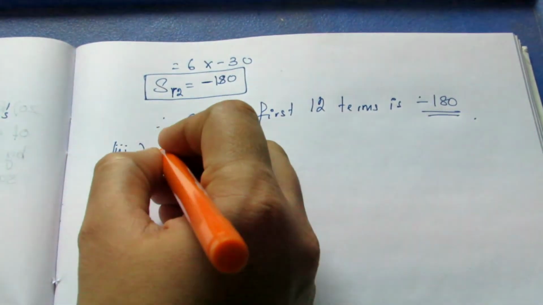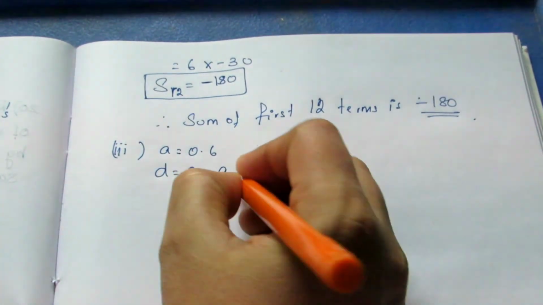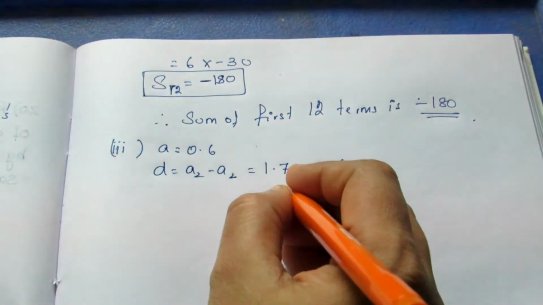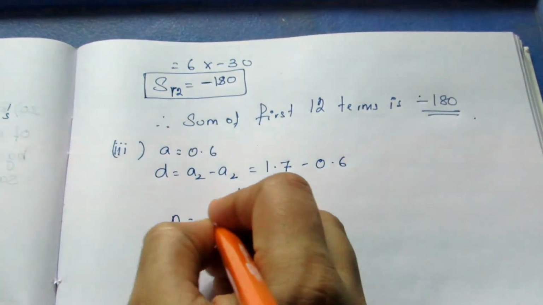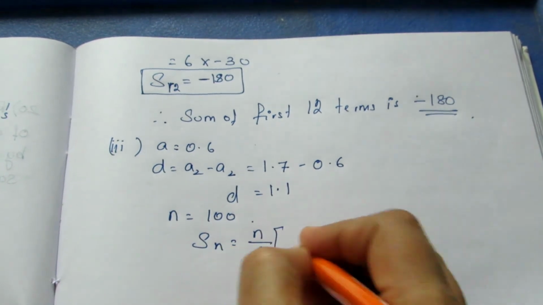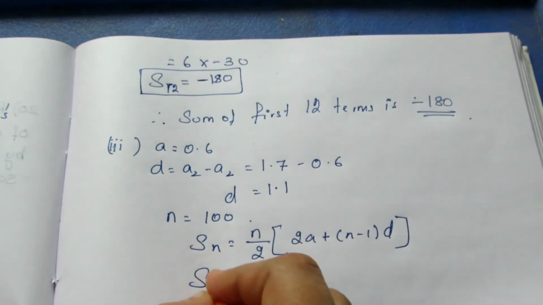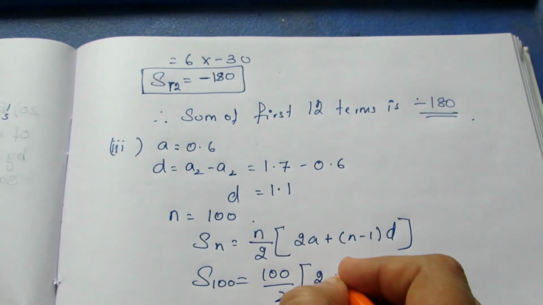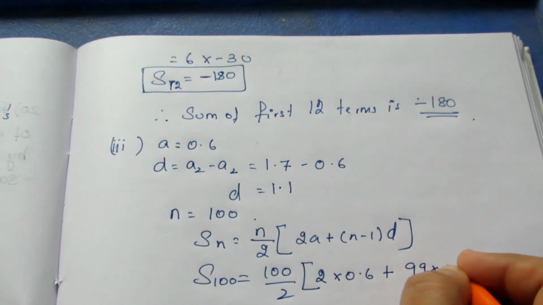In the third sum, it is given a is 0.6, d is a2 minus a1. Here a2 is 1.7, minus 0.6. When I subtract, I get 1.1. n they have given to be 100. We will find Sn. The Sn formula is n by 2 into 2a plus n minus 1 into d. Here n is 100, so we need to find S100. So 100 by 2 into 2 into a, which is 0.6, plus n minus 1, which is 99, into d, which is 1.1.